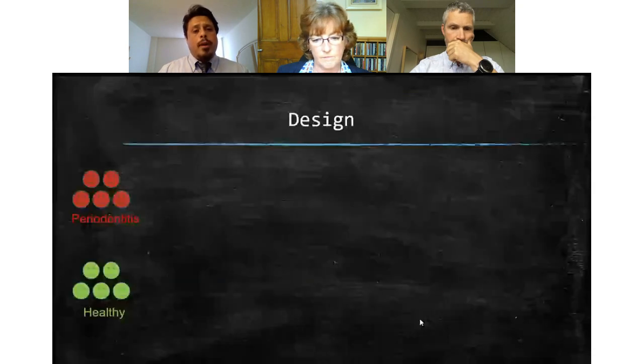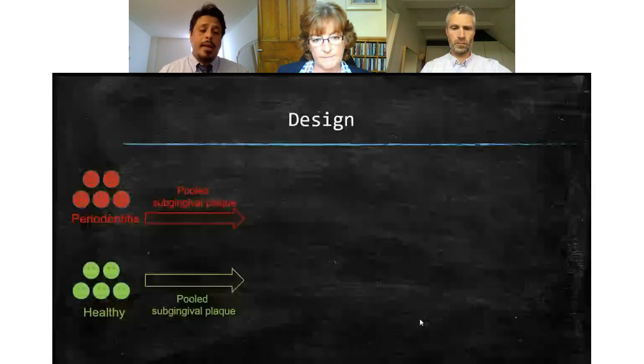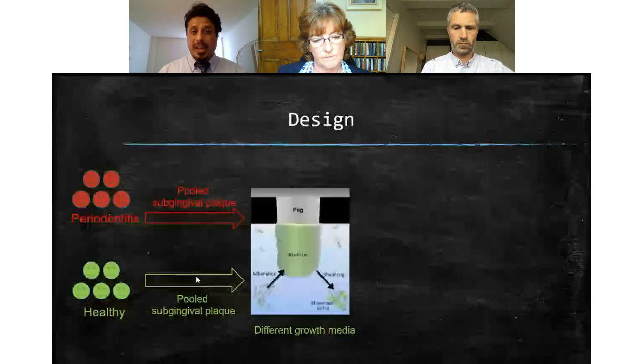So for the experiment, we recruited 5 patients with periodontitis, severe periodontitis actually, and 5 healthy individuals. From each of these subjects, we obtained subgingival plaque. Then we pooled them within each of these 2 groups. So we ended up with 2 clinical inocula. One represents the dysbiotic microbiome, and the other one represents the healthy microbiome. And then we used these to inoculate a Calgary device that I showed in the previous slide.